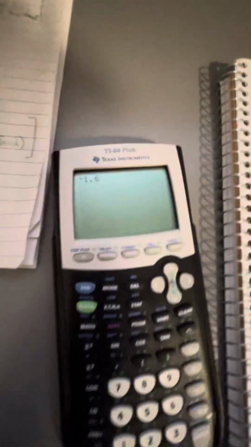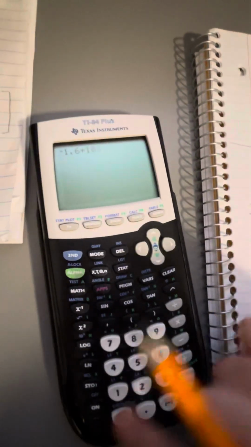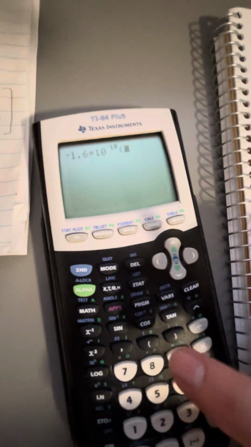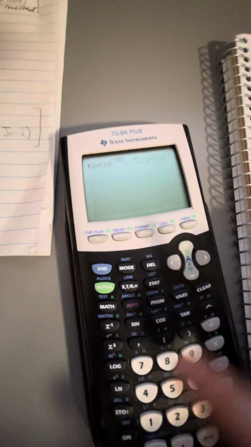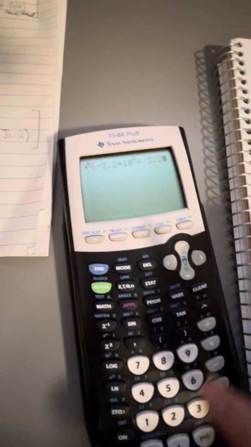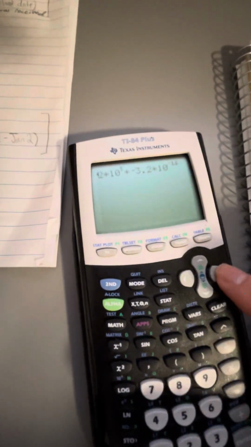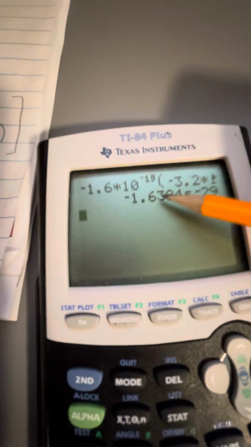So then we're going to close it up. It's going to come out as positive 1.64 times 10 to the negative 29th. That is newtons. That is for part E.